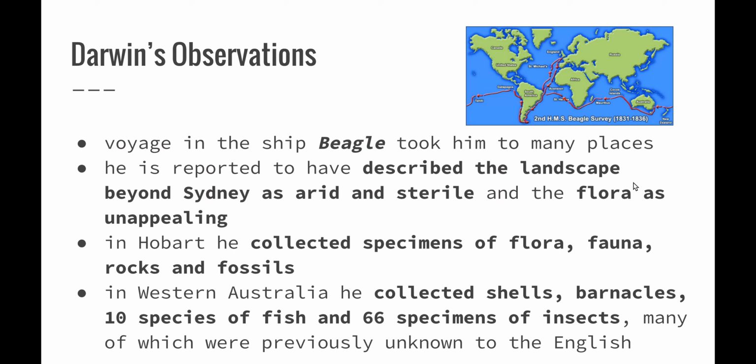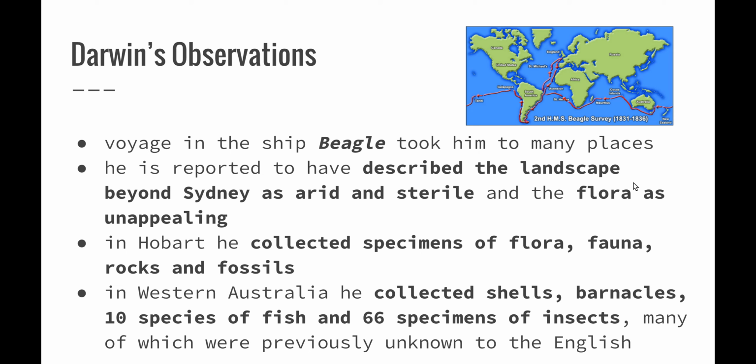So Darwin's voyage in the ship the Beagle from 1831 to 1836 took him many places, including South America, the Galapagos Islands, and Australia. He briefly visited Australia, stopping in Sydney, Hobart, and King George's Sound in Western Australia. During his 18-day stop-off in Sydney, he journeyed to Bathurst. He is reported to have described the land beyond Sydney as arid and sterile, and the flora as unappealing.